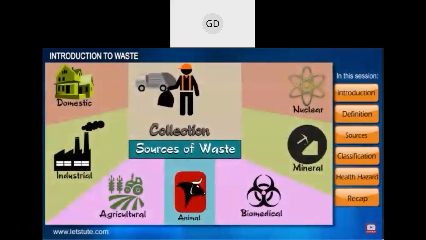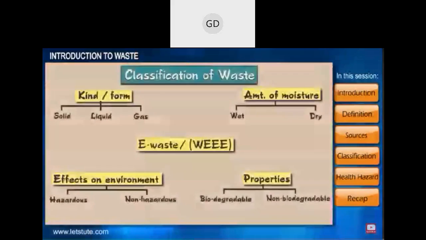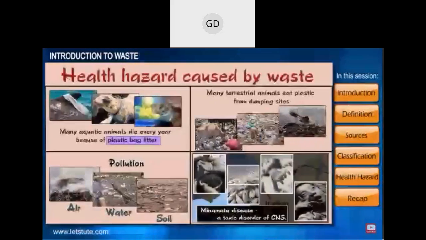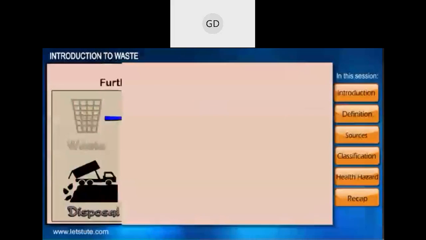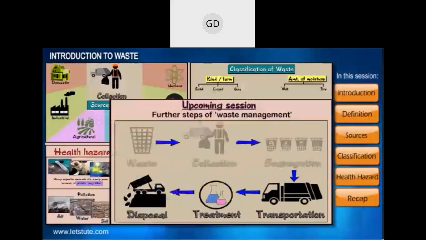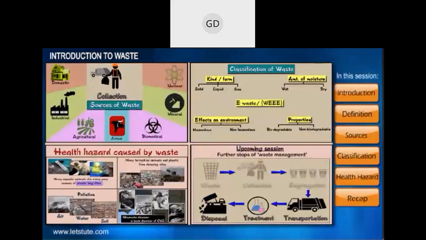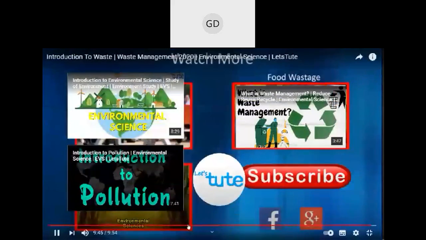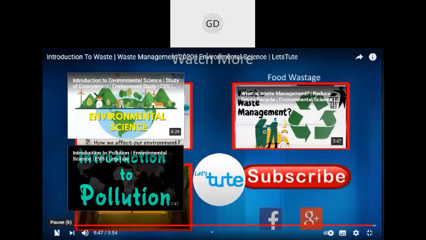So to conclude, we saw the various sources of waste, classified them, and also saw the health hazards associated with improper waste management. So in our upcoming session, we will see the various ways by which we can reduce or treat or some ways of managing this waste. So stay tuned with Let's Do It.